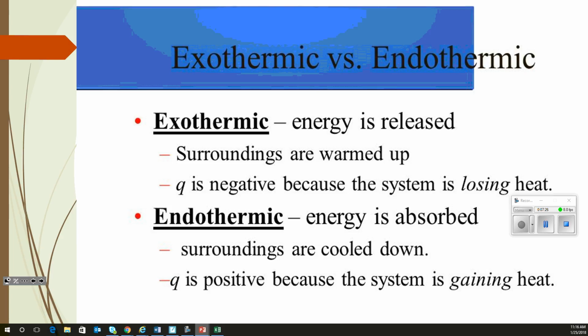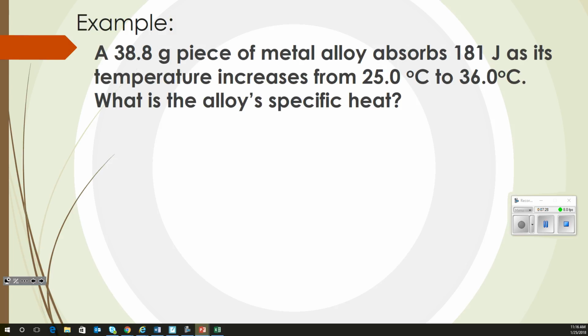All right, now let's do an example. Most specific heat problems are story problems. I hate story problems, you hate story problems. Just pull the information you need out. Grams, that's a mass, so I'm going to put 38.8 grams as my mass. A piece of metal alloy absorbs this amount of joules. Joules is energy, so that is my Q.